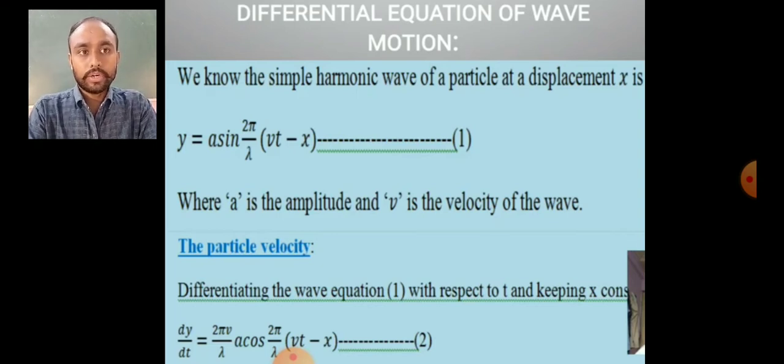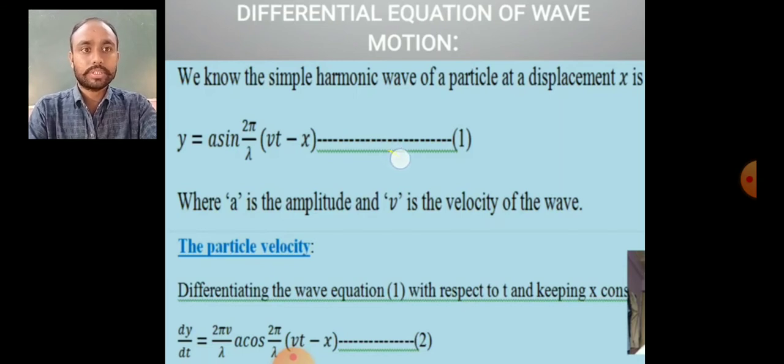Now if I know the displacement of the particle, that is in equation 1, and I want to calculate the velocity of that particle, what should I do? I should just differentiate that displacement with respect to time. That is what we are doing in the next step: differentiating the wave equation, equation 1, with respect to t and keeping x constant. That means we do not want to differentiate x; we want to differentiate the displacement of the particle with respect to time, and at that time we keep x as a constant.